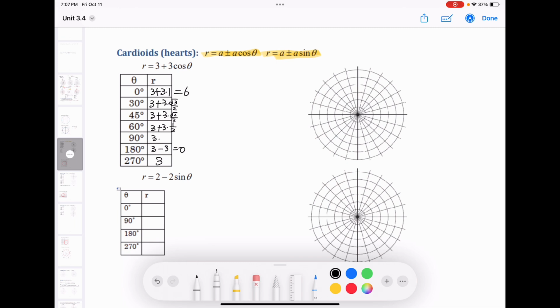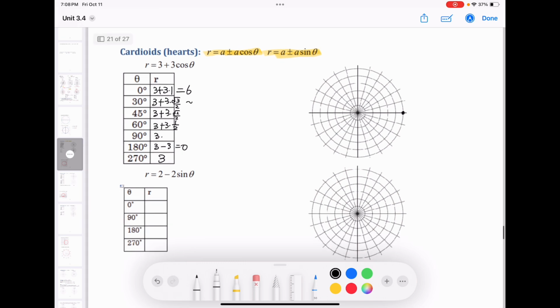Next step, I need to plot all of these points on the polar coordinates. The first one is 0 degrees and 6. This is 0 degrees, and where is 6? 6 is 1, 2, 3, 4, 5, 6. It's a point here, the first point. For the second point, I need to use my calculator to approximate this value.